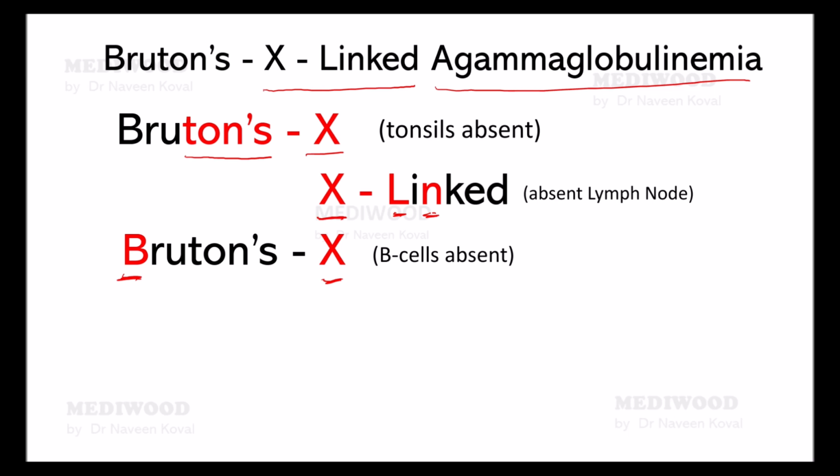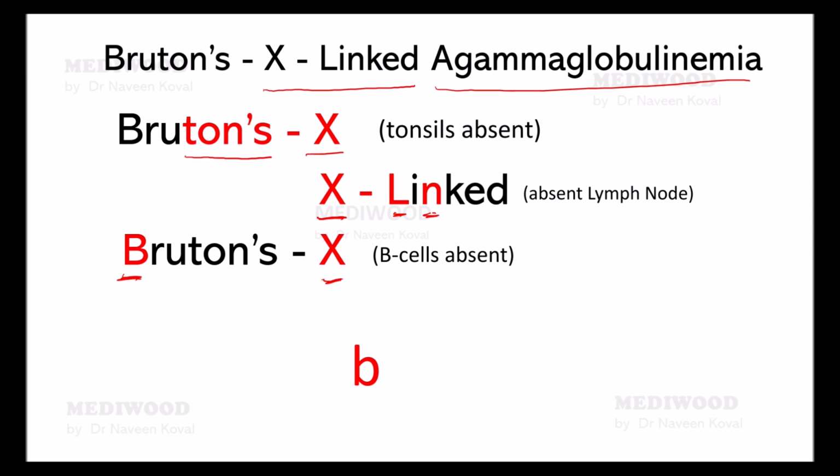Now you already know that it's an X-linked recessive condition having agammaglobulinemia, B cell absence, along with the absence of lymph nodes and tonsils. There are certain other additional points that you have to remember from an MCQ point of view, also from a clinician's point of view. For that, you just remember the word B.